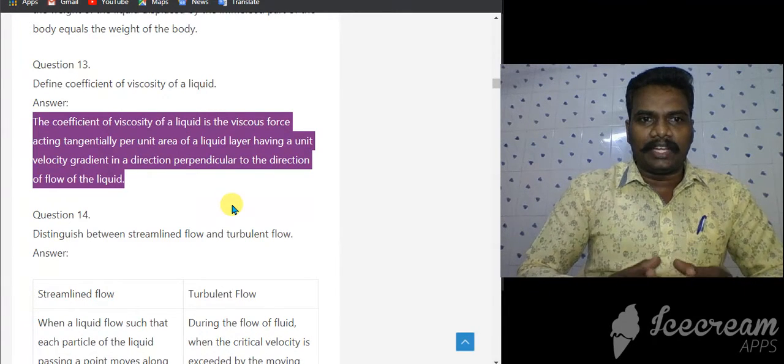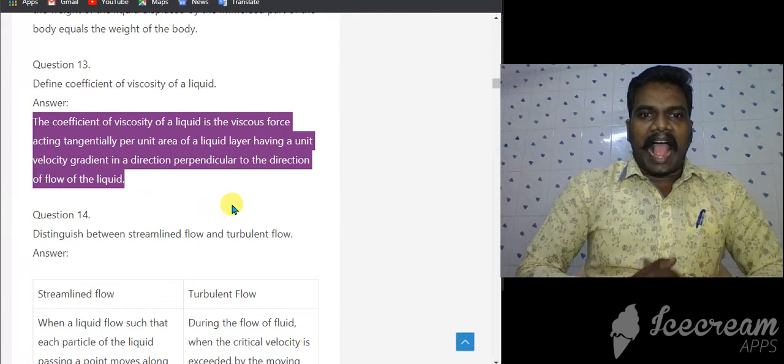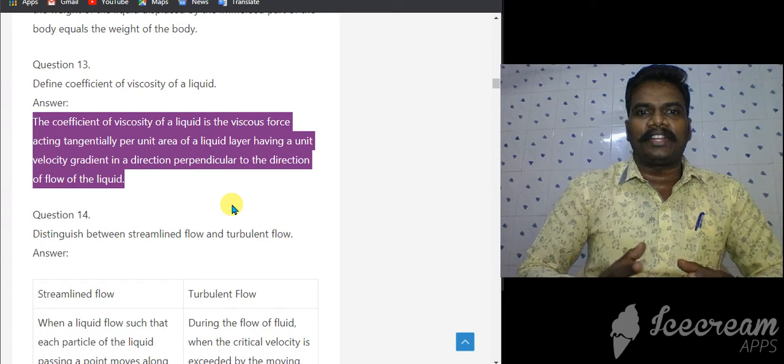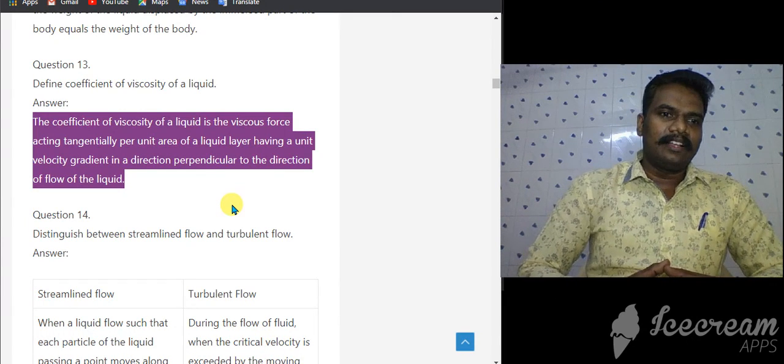Coefficient of viscosity of a liquid is the viscous force acting tangentially per unit area of a liquid layer having a unit velocity gradient in a direction perpendicular to the direction of flow.